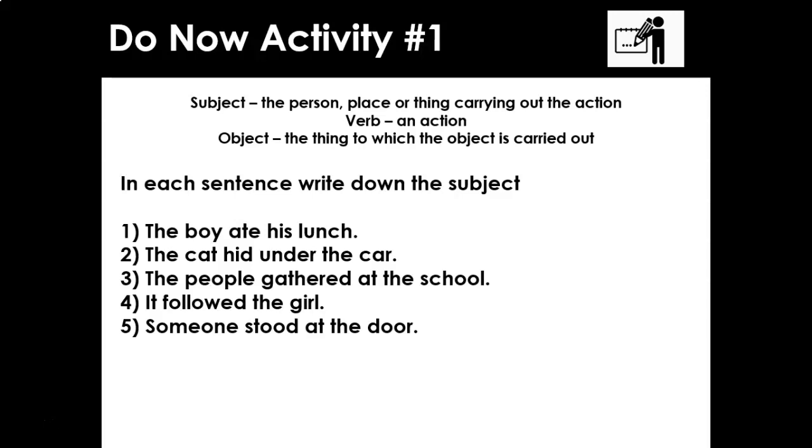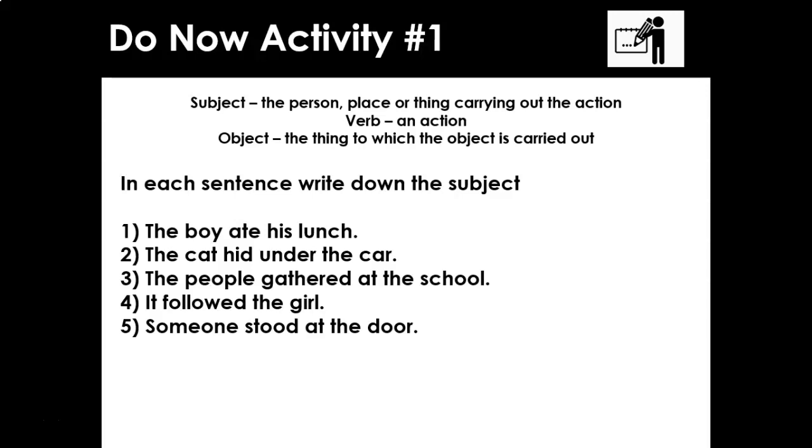So for number 1, the boy ate his lunch. What is the subject? For number 2, the cat hid under the car. What is the subject? Who or what is it about? Number 3, the people gathered at the door. Number 4, it followed the girl. And number 5, someone stood at the door. So when you're ready, into your books, just say do now, and you just write the numbers 1, 2, 3, 4, 5 and the word that is the subject. Okay, Miss will pause, and then when you're ready, we'll look at the answers together.